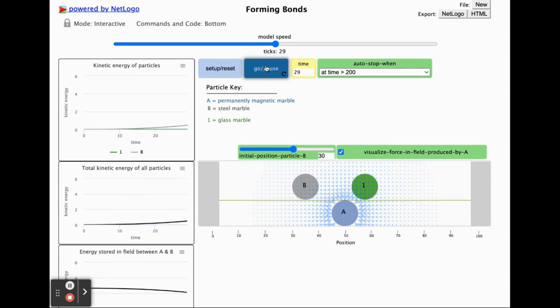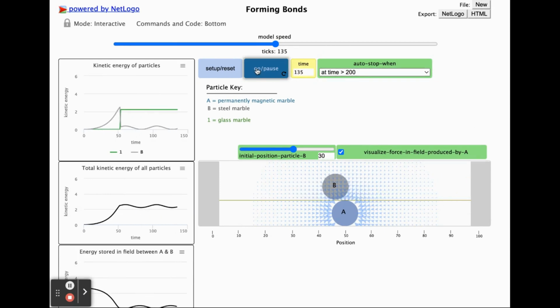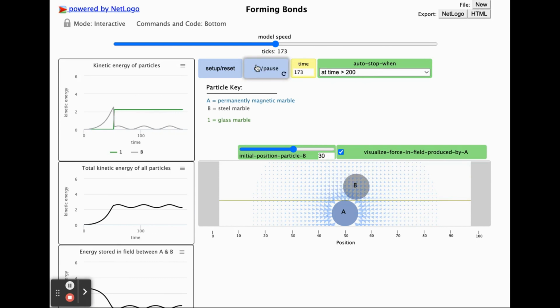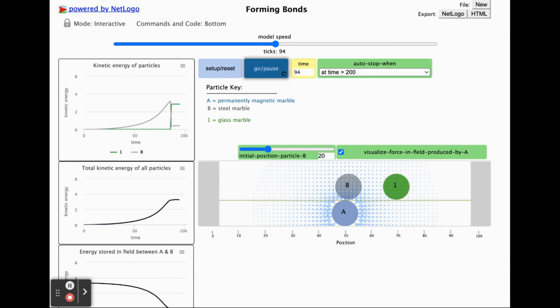Use the Go Pause button to resume the simulation and see what happens next. You can then change the initial position for particle B and run the simulation again to compare outcomes for different amounts of energy transferred into and out of the system.